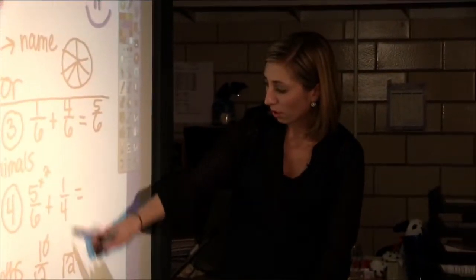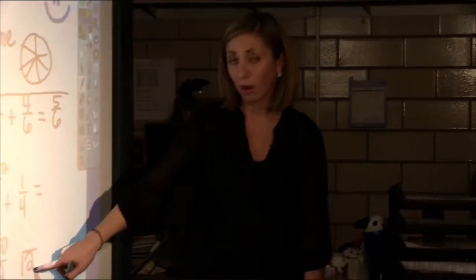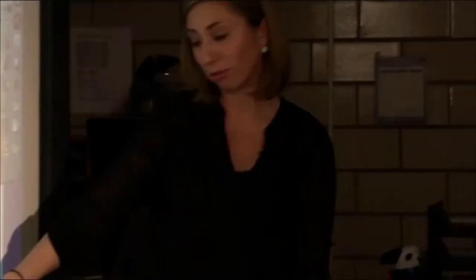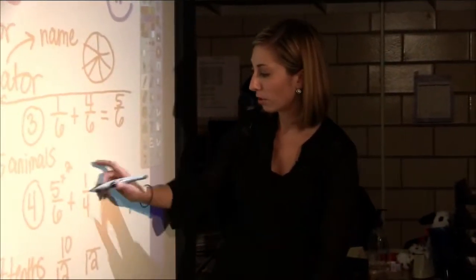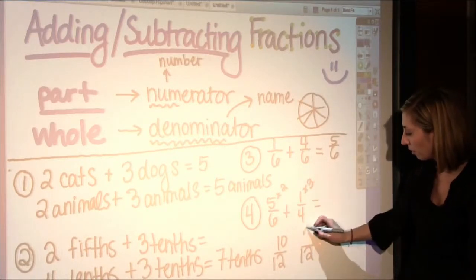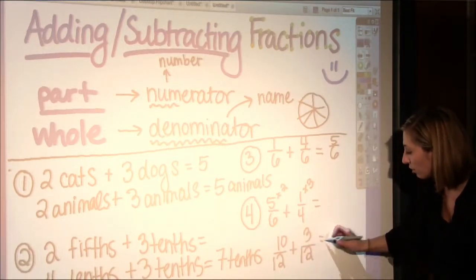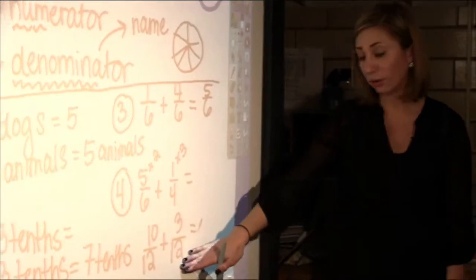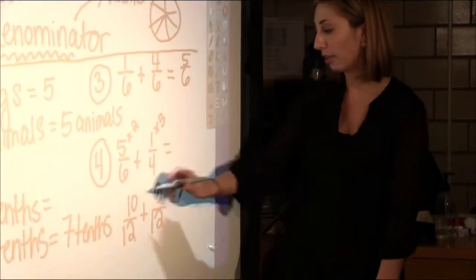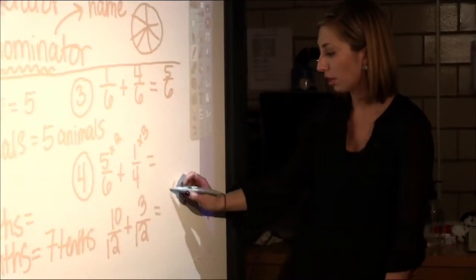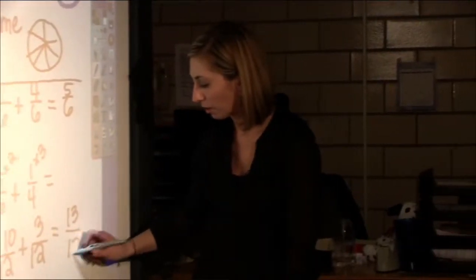Same with the fourths. So if we took our 4 to get to 12, we multiplied by 3. We're going to do the same thing to our numerator. So 1 times 3, we have 3/12. Now our fractions have a common denominator or a same name. So now we can put them together and we end up with 10 plus 3, 13 12ths.